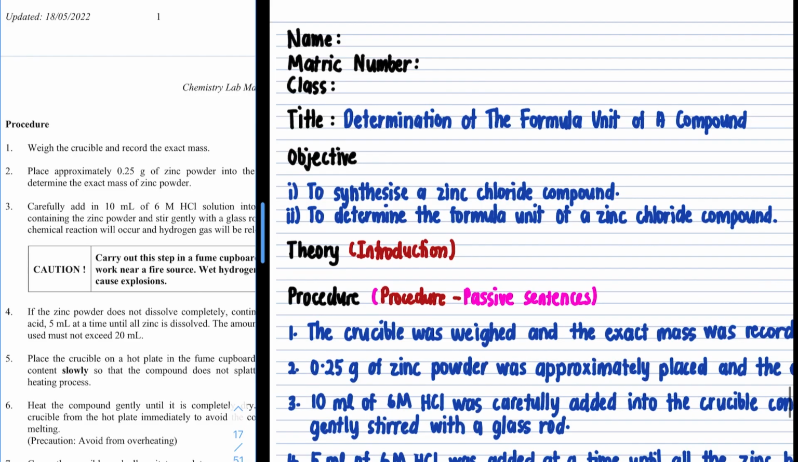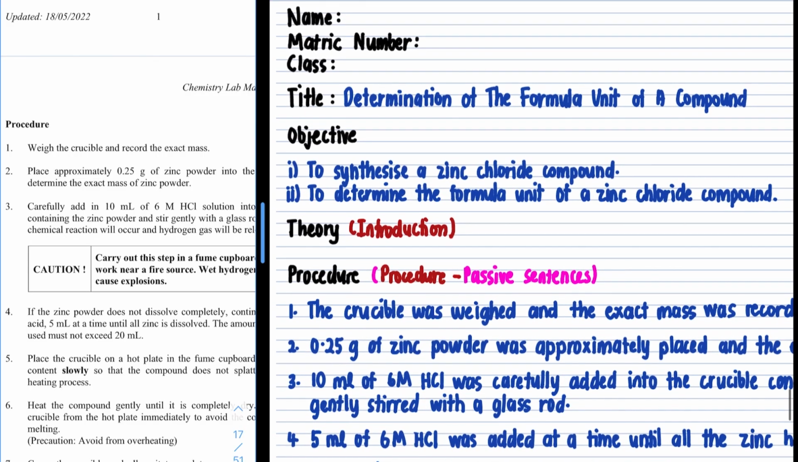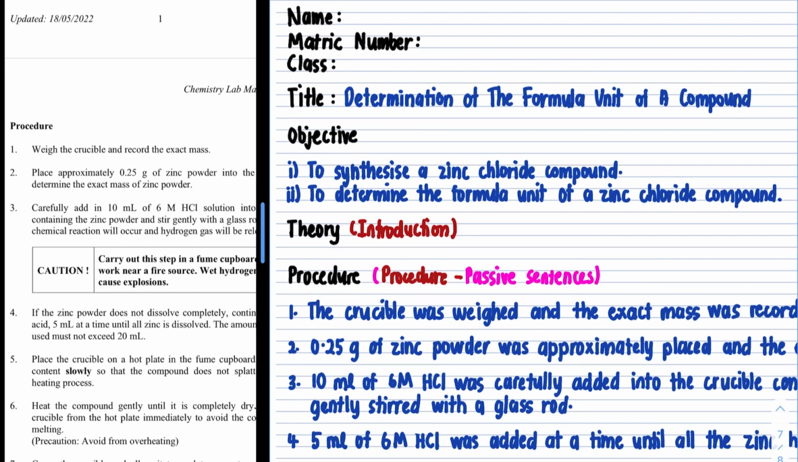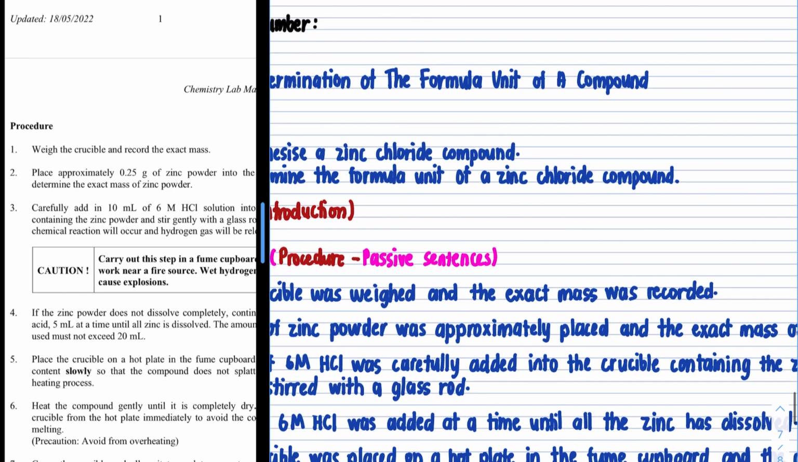Here, we're going to write down: the crucible was weighed. And then don't forget, it's not only about the crucible, we also have to mention the exact mass. So, the exact mass was recorded. Again, it needs to be changed into passive sentences, and we have to include was or were. Make sure it is in the past tense.